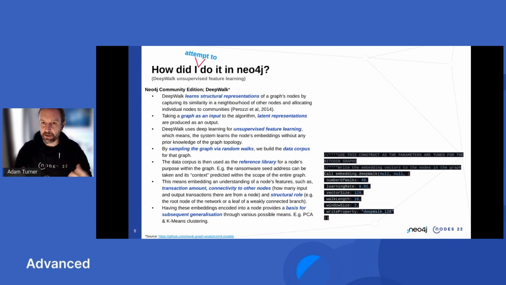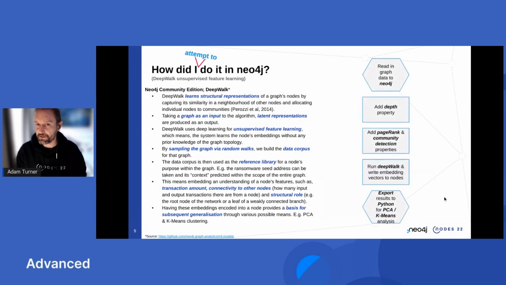Okay, but these embeddings essentially allowed me now to form some sort of contextual understanding, and the DeepWalk algorithm really does observe each node, right? It takes a random walk from your starting point and then builds this data corpus and reference library, essentially, that you can use, use these embeddings as effectively features for any sort of further machine learning as well.